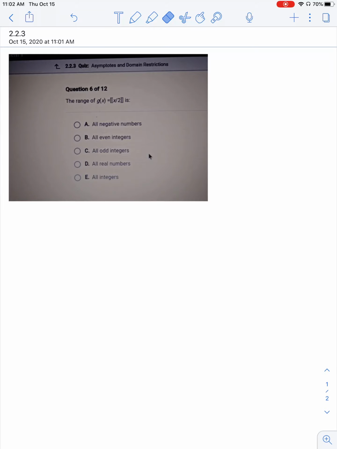Here's a question from 2.2.3. The question asks, the range of g of x equal to the greatest integer of x over 2 is blank, blank, blank, blank, blank.